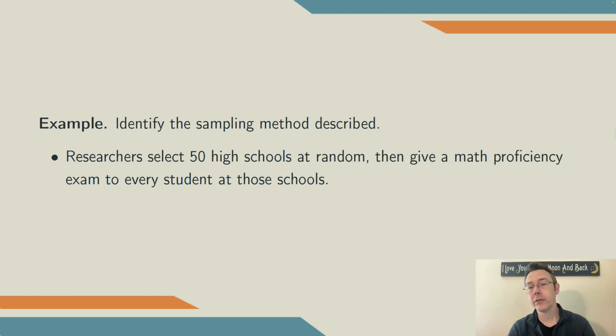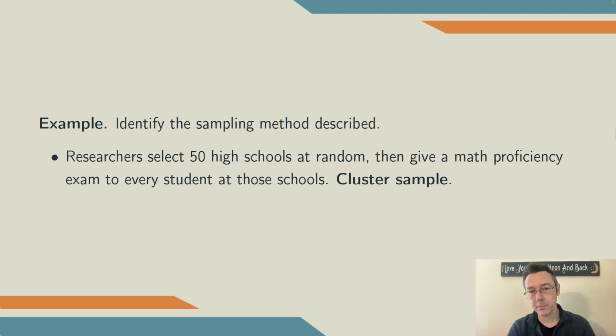Researchers select 50 high schools at random, then give a math proficiency exam to every student at those schools. So this is a cluster sample. We've taken all of the possible high schools in question and then just picked 50 at random and then studied everyone at each of those schools.